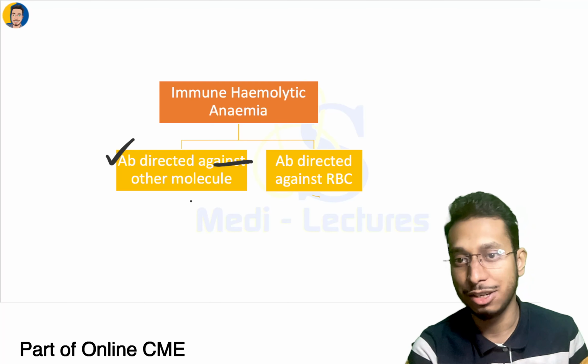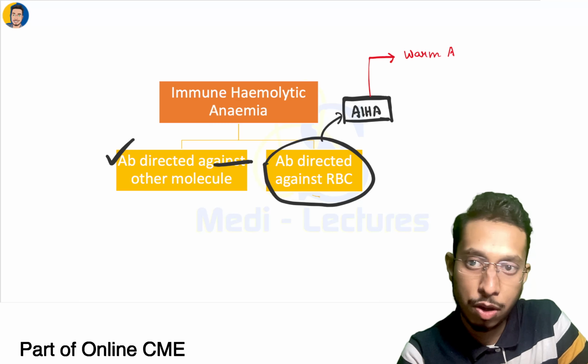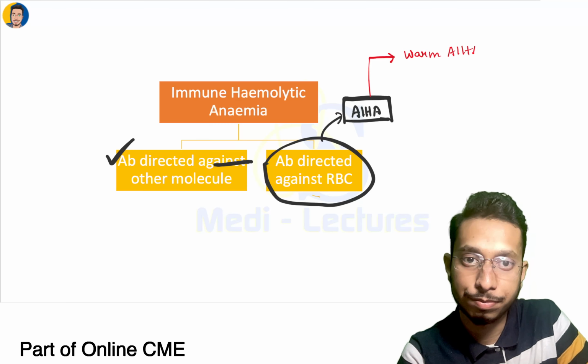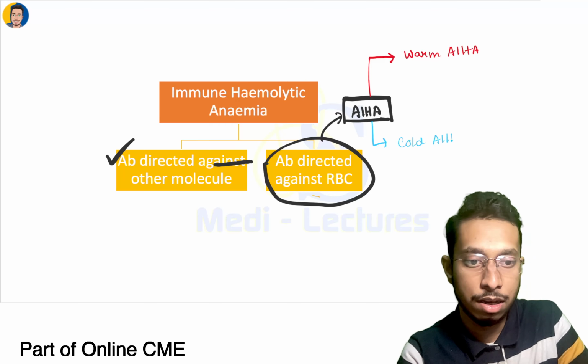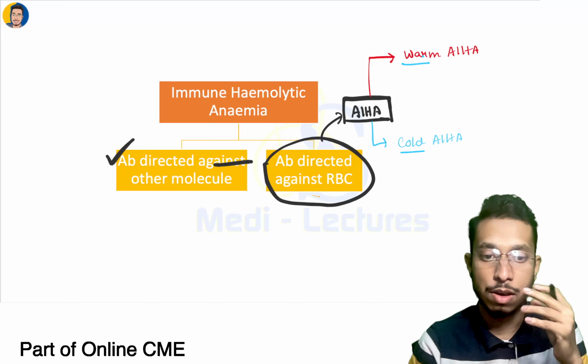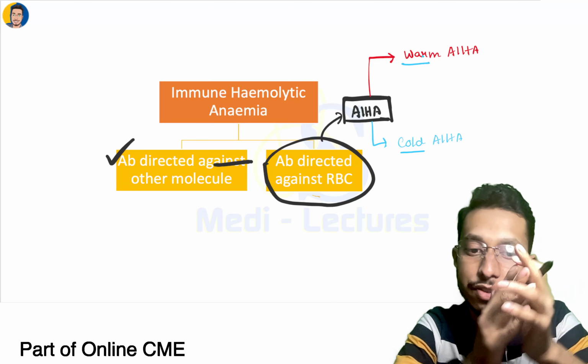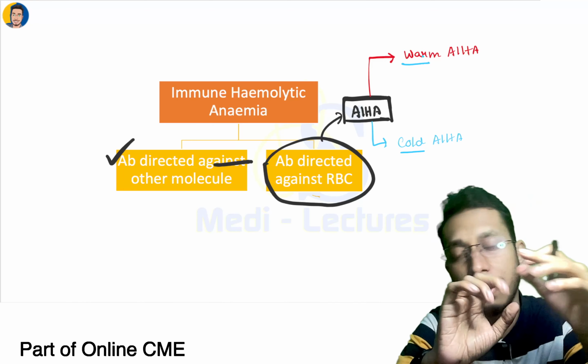Now this autoimmune hemolytic anemia is further classified as warm autoimmune hemolytic anemia or cold autoimmune hemolytic anemia. This warm and cold is based on the thermal amplitude of the antibodies. This classification also holds true and is valid from a clinical perspective, as symptoms differ from each other, with varied pathophysiology and presentation.